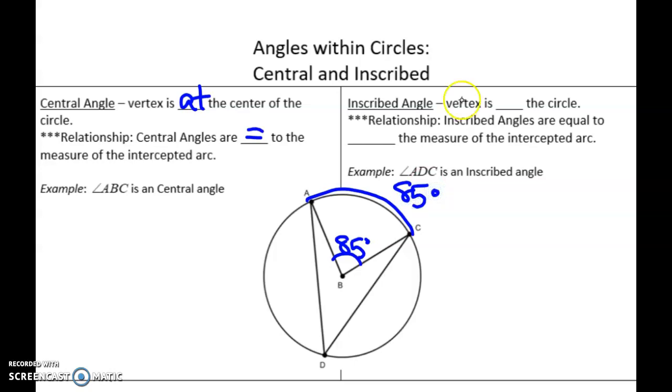Okay, an inscribed angle, the vertex is on the circle. So that's like down here, and the relationship is the inscribed angle is half the measure of the intercepted arc. So this angle obviously looks smaller than this one here. It's going to be half as big. So the measure of this angle will be, what is that? 42.5, I'm thinking. 42.5 degrees, because again, it's half this other angle. All right, that's the first video.